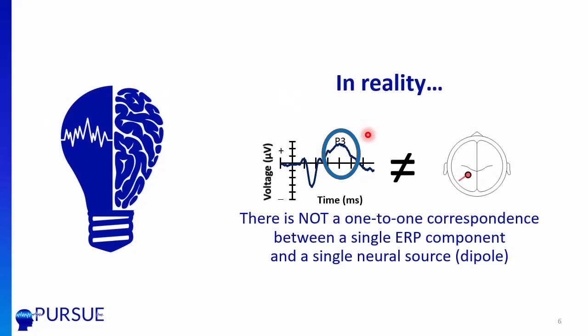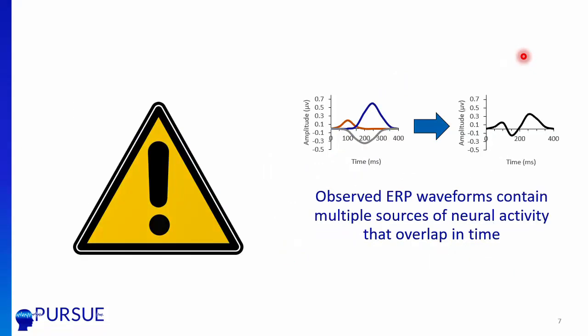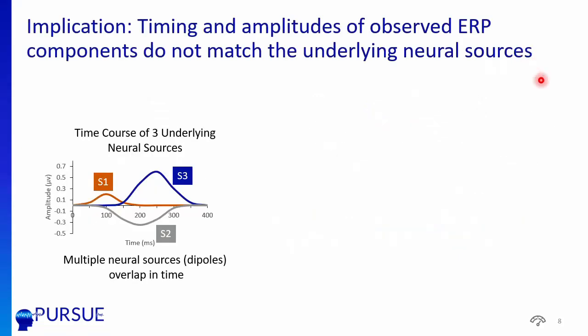But the reality is, there is no one-to-one correspondence between an ERP component and a single neural source because the observed ERP waveforms are going to contain multiple sources of neural activity. And these multiple sources are going to overlap in time. Remember, they're going to capture all of the cognitive processing. So if we're talking about memory, it's going to capture perception, the memory part, but also making a decision and making a response. All of those cognitive processes are going to create neural generators and they're going to overlap in time. So it's not that simple. There's some implication here: the timing and the amplitude of the ERPs are not necessarily going to match the underlying neural sources.